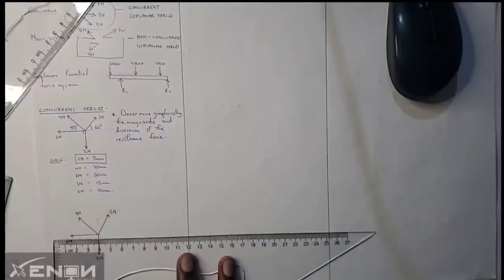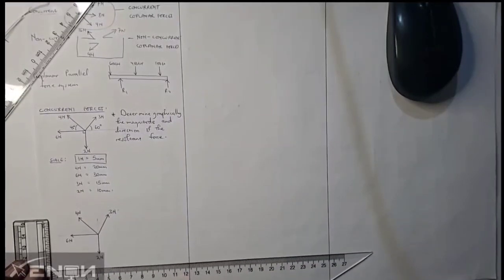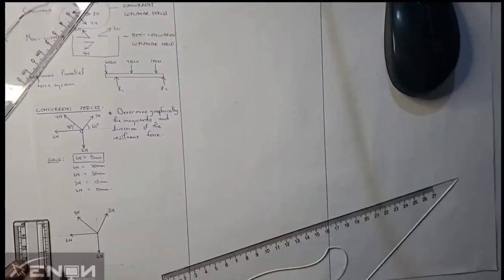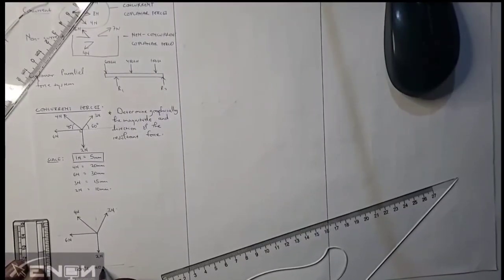Okay, so we need to name what we've just drawn. What we've just drawn is what we call a Bow's notation. So I'm going to call this the Bow's notation. Then to make the Bow's notation complete, we need to name this figure. So I'm going to name these forces. Follow me here.